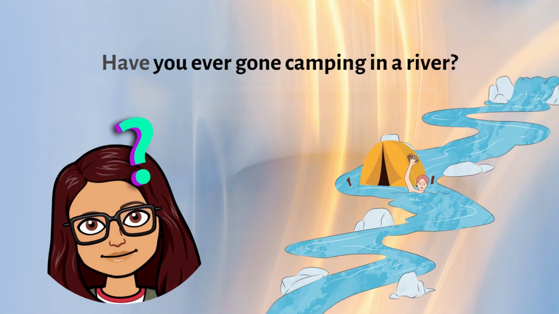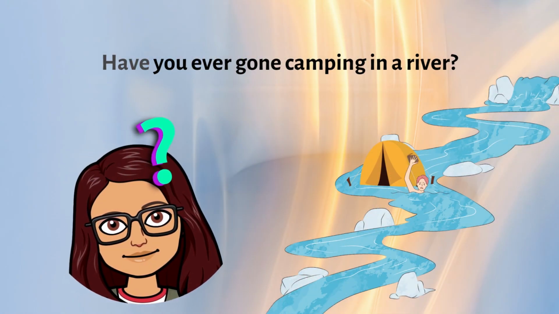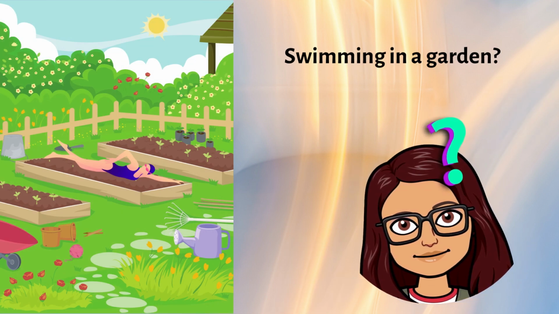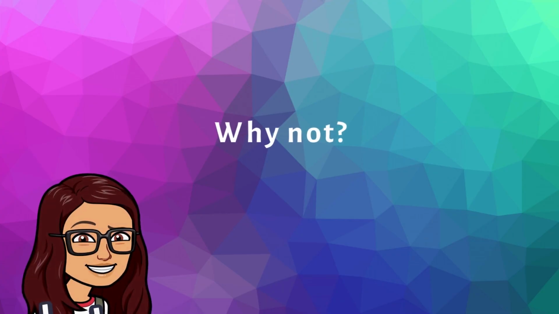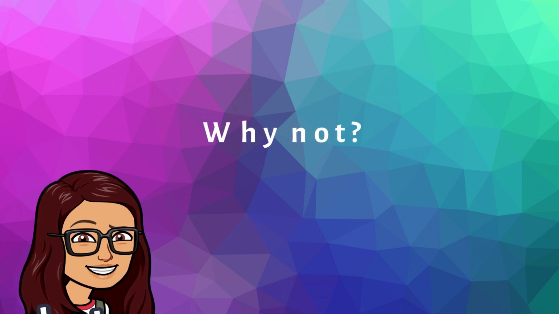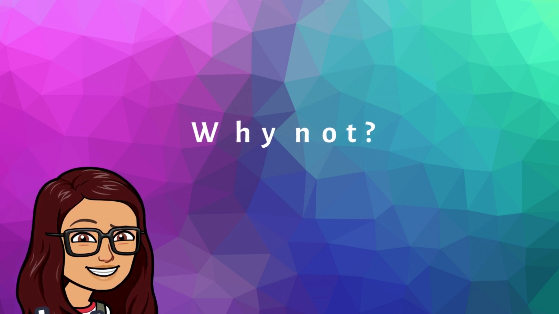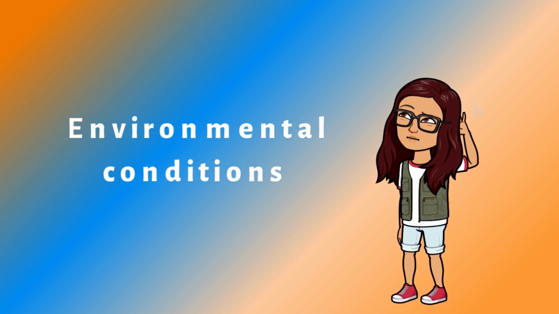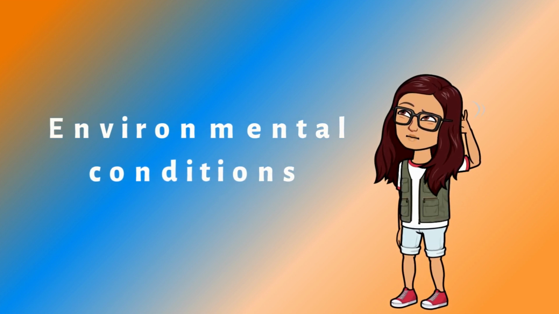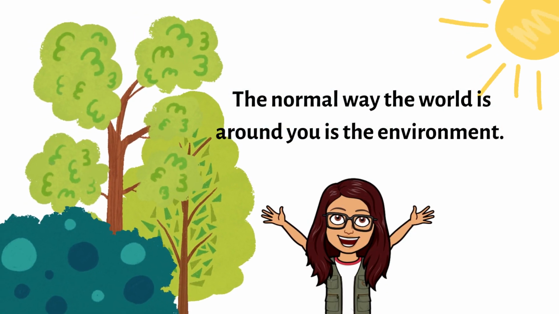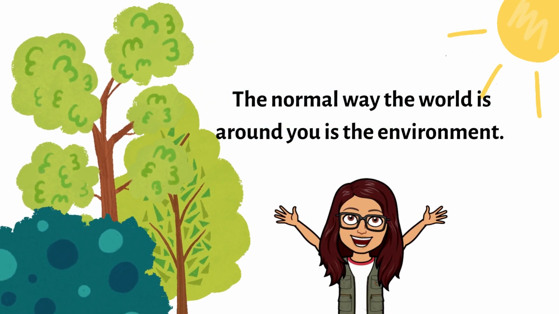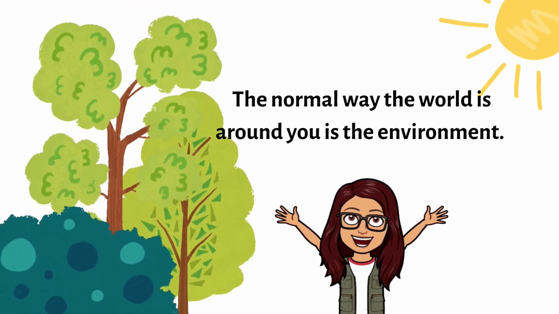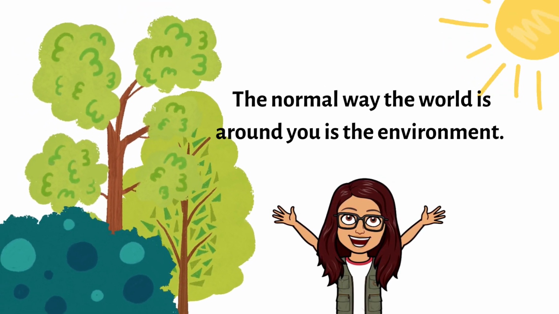Again, I've got a question for you. Have you ever gone camping in a river? How about swimming in a garden? No? Well, why not? You may not have said this, but it's because the environmental conditions are bad for camping in a river or swimming in a garden. And what that means is the normal way the world is around you is what we call its environment.